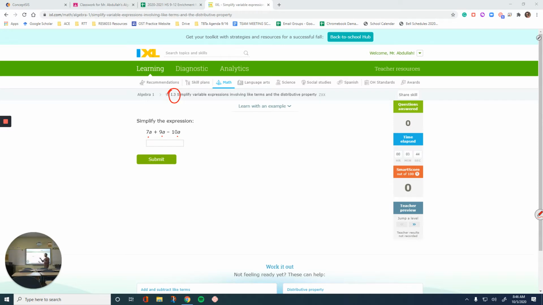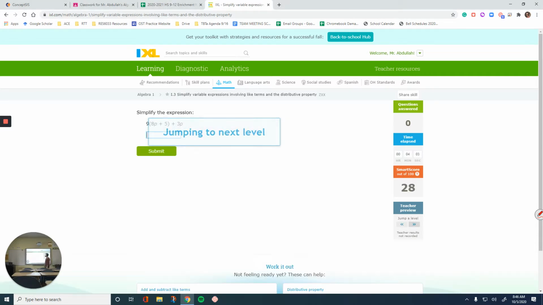So in this case, you can combine the numbers in front of them. 7 plus 9 minus 10 would give you 6. And then you keep the a because we have 6 of this. So the answer to this one would be 6a. Probably many of you would get this one right without any assistance. Let's move on to the next level.